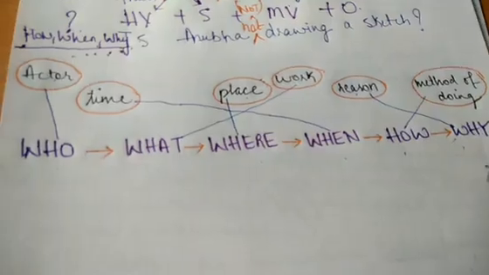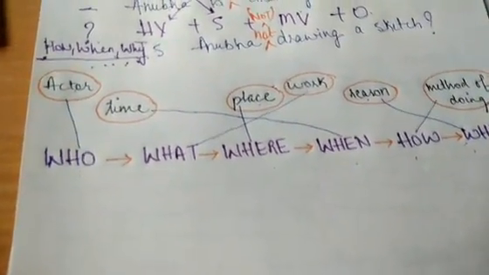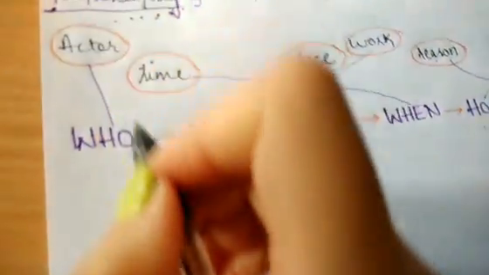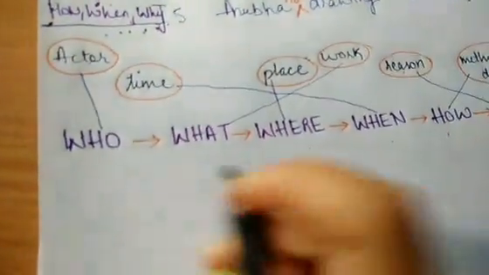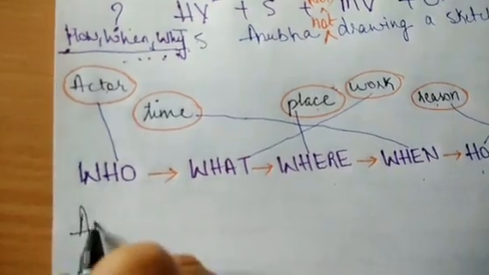Let us take one example. We may continue with the same sentence that we wrote above. The sentence was Anubha is drawing a sketch. So first the sentence, it is the same.